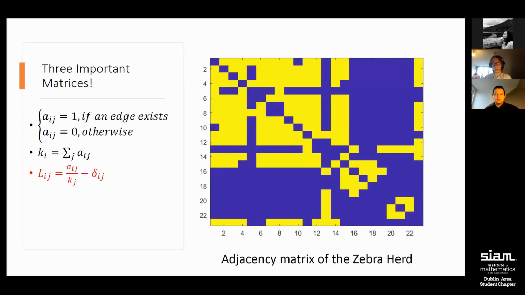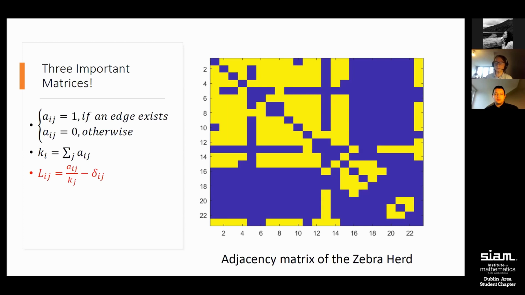So what do we do? Oh, I'll just talk about a few more things. Just three really important matrices in network theory, although some of them have already been explained to you earlier. So the first one is the adjacency matrix. So it's an n by n matrix where n is your number of nodes. A_ij is 1 if there's a connection between node i and node j. It's 0 otherwise. You've got your degree vector k. So that's just the number of edges. So k_i is the number of edges coming out of node i.